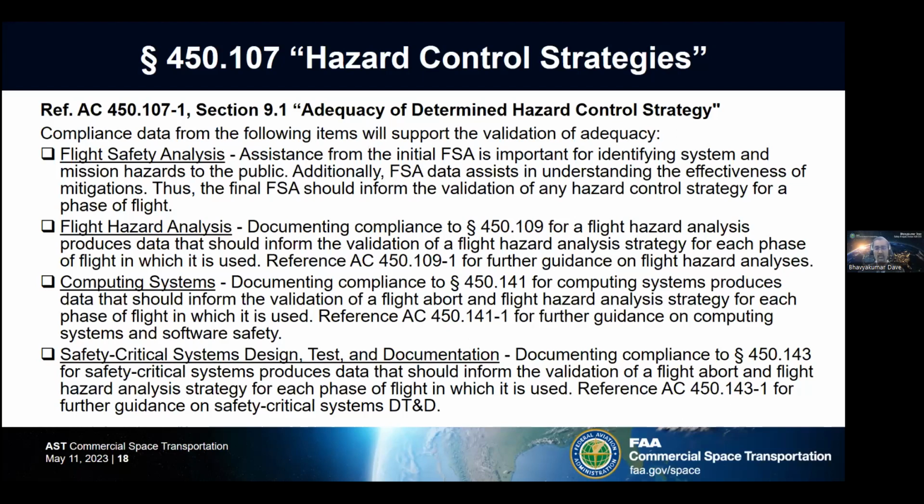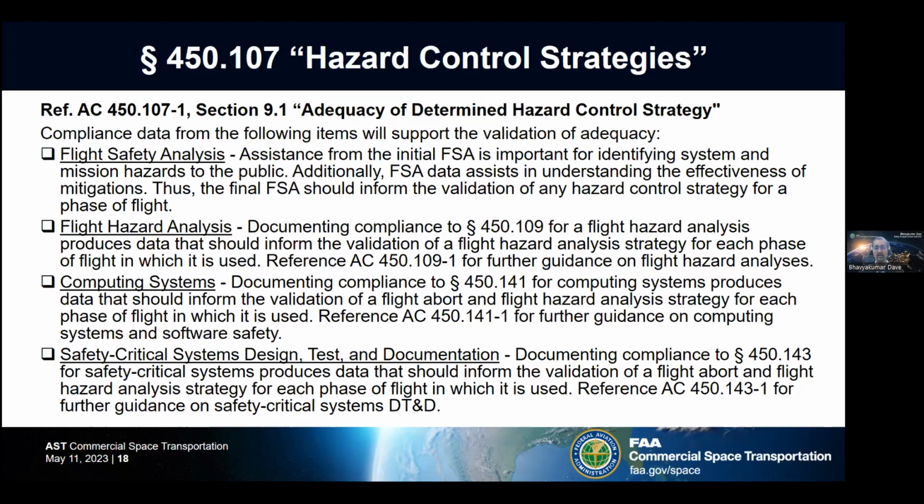If the 450.109 flight hazard analysis hazard control strategy is determined by the applicant, then the compliance data that results from 109 can be utilized by the applicant for validation of the flight hazard analysis strategy for each phase of flight where they determine 109 is necessary to assure public safety. And there is an AC that the FAA has released on 450.109 that provides further guidance on the flight hazard analysis. We're actually going to talk more about that in depth on Tuesday of next week during the workshop, day 3.